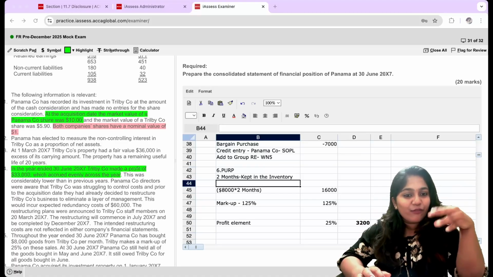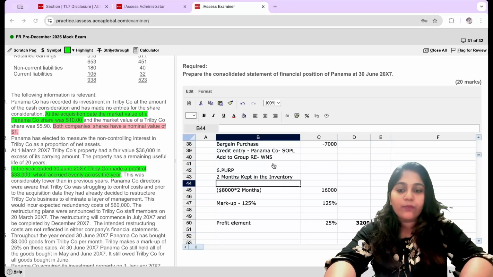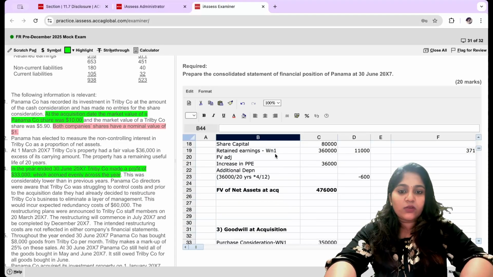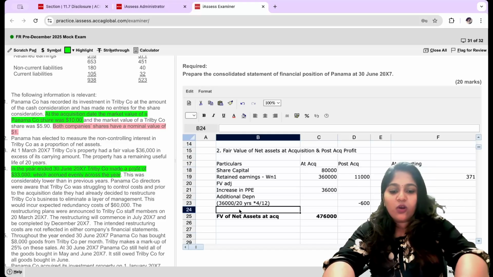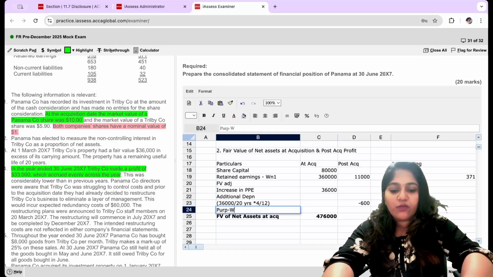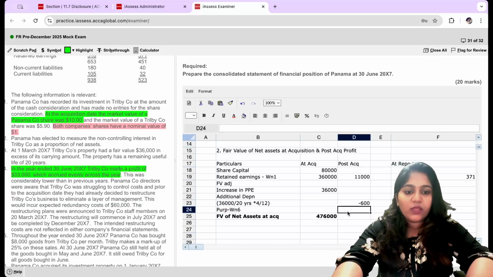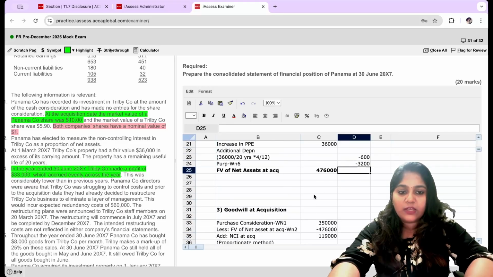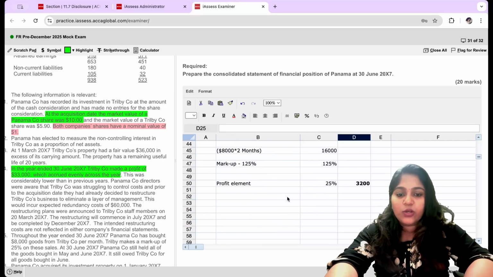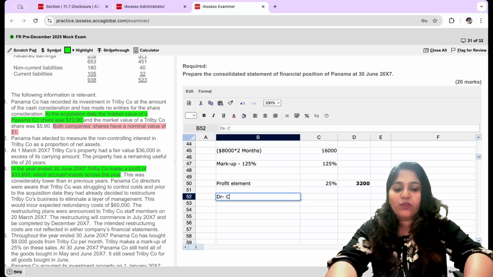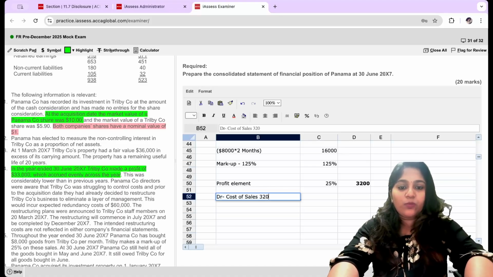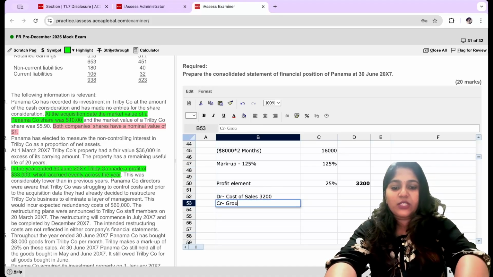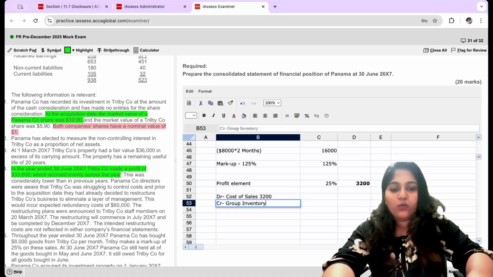For this, you don't have to do that. Instead, that's the reason I always keep a simple working note called working note number 2, post acquisition profit. You can always make the adjustment of working note number 6 PURP here, and you can reduce, because ultimately it is going to reduce your subsidiary company's profit because he or she is the seller. So generally, you'll debit cost of sales no matter who is selling, 3.2 million, and credit group inventory. In the group inventory, I will have to reduce 3,200 no matter what.